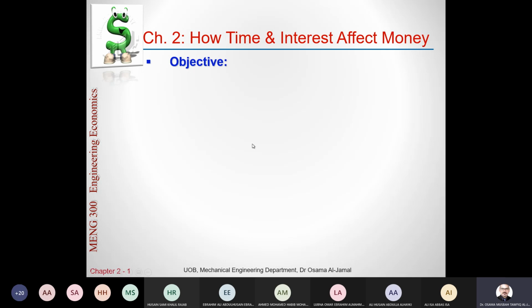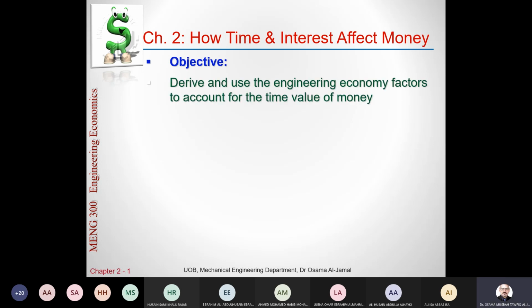So the objective here is to derive and use the engineering economy factors to account for the time value of money. So we have different factors. What are those factors? What are those cash flows? And remember, different cash flows. Not only one type like what we did in the previous chapter for only calculating the P or calculating the F, the future. No, we can have many of them in one cash flow. How to combine them together, we'll see in this chapter in addition to chapter 3.